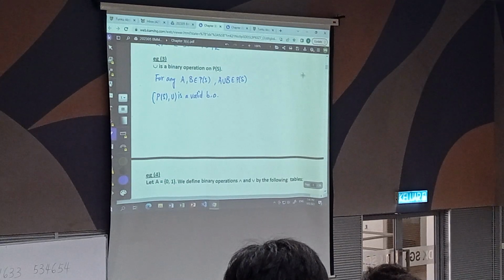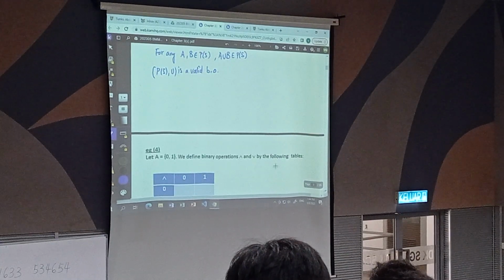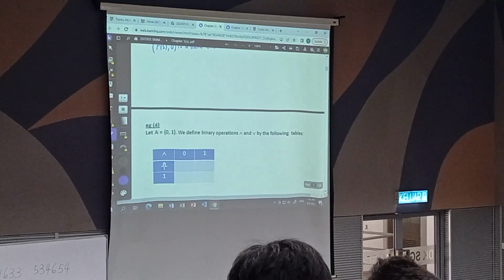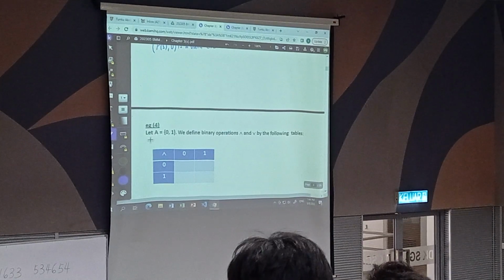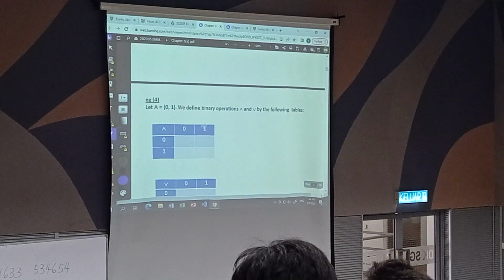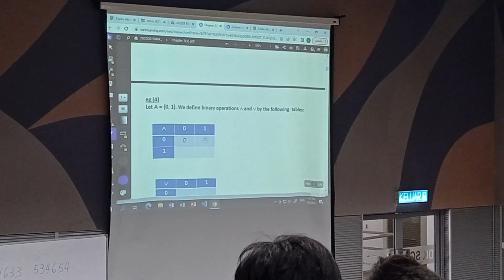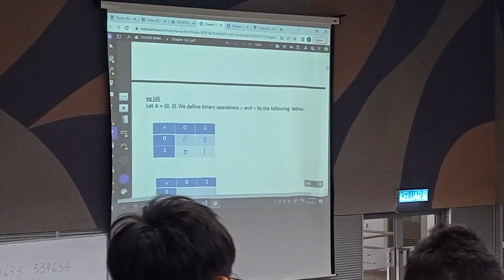Next, example 4. Now, let's say the set given is 0 and 1, and they give you the AND and OR table, so you need to determine whether this is valid or not. What we need to do is complete this table and see whether the answers we get also come from 0 and 1 or not. Do you think it will be 0 and 1? What is 0 and 0? 0. 0 and 1? 1, 0? 1, 1? Okay, so this answer belongs to A, right?